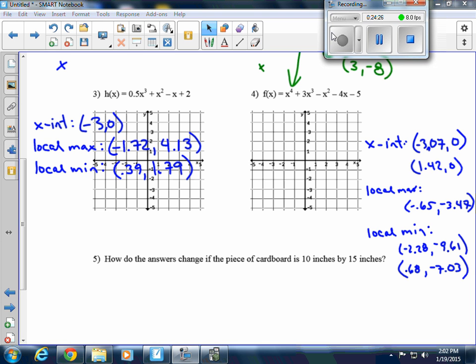So once again, today we talked about analyzing graphs of polynomial functions. How do you find the local minimums? How do you find the local maximums? How do you find the x-intercepts? And what do those x-intercepts mean, along with what the turning points tell us for these problems.